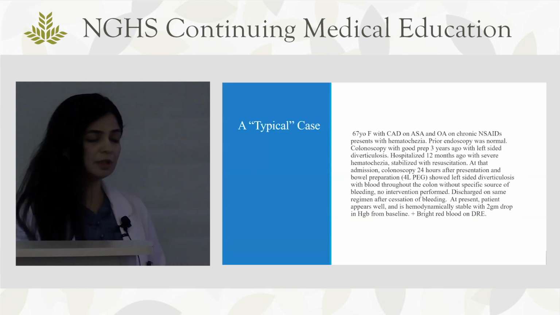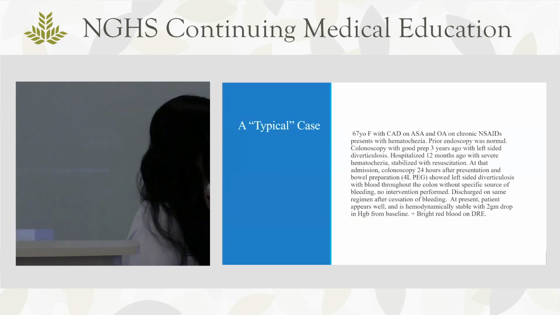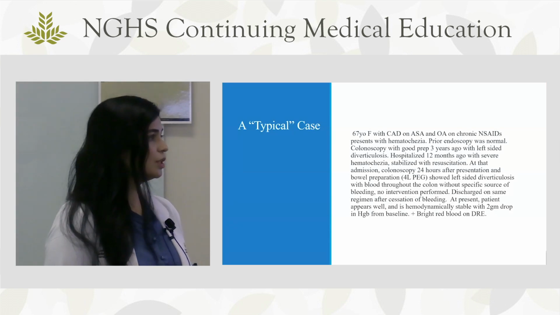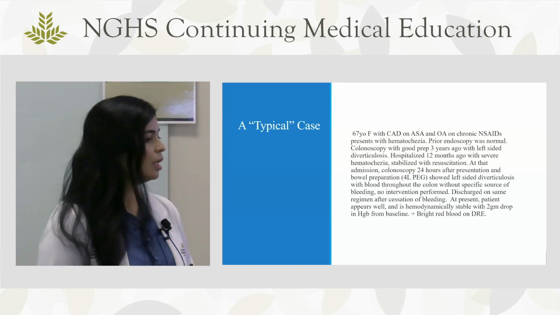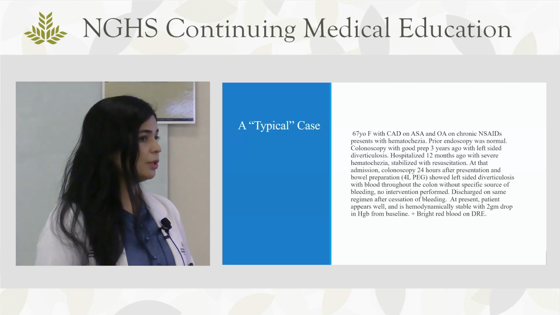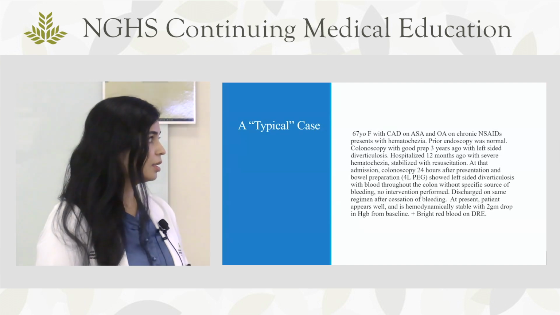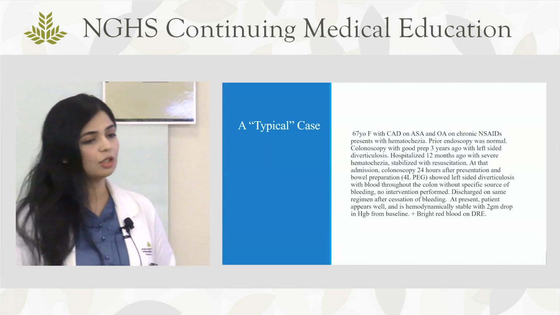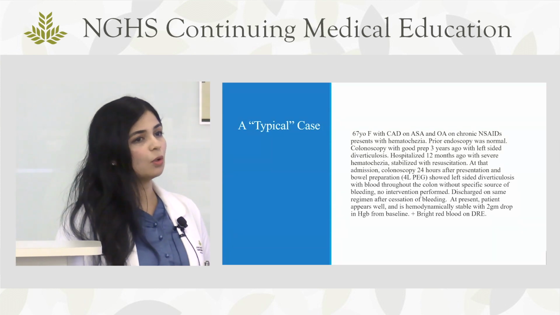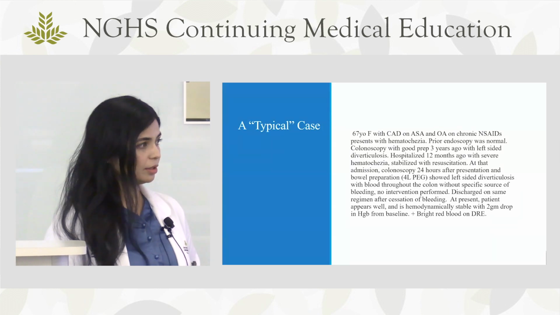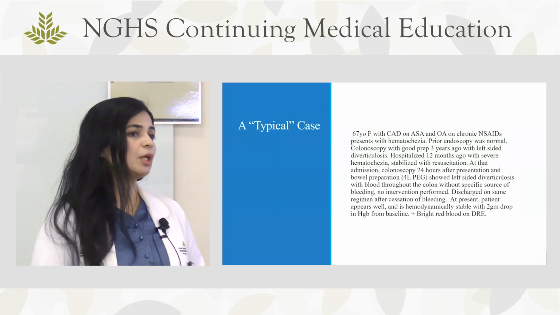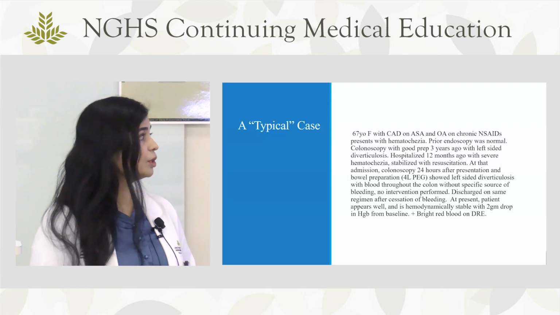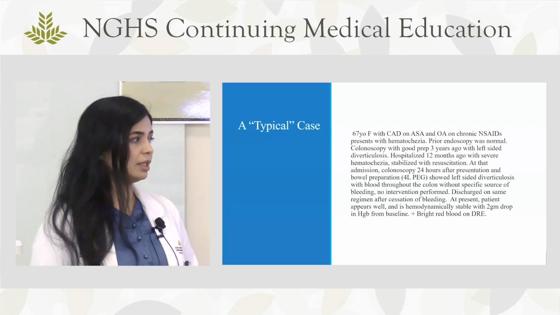So I would start off with the typical case. This is a 67-year-old female. She has coronary artery disease, a very typical case that comes to the hospital. She's on aspirin. She's also on some NSAIDs for her osteoarthritis. She presents to you with hematochezia. She has had a prior endoscopy that was normal. She has also had a colonoscopy that was 3 years ago, and it was normal. She was hospitalized about a year ago, and she had similar complaints. She had the severe hematochezia.